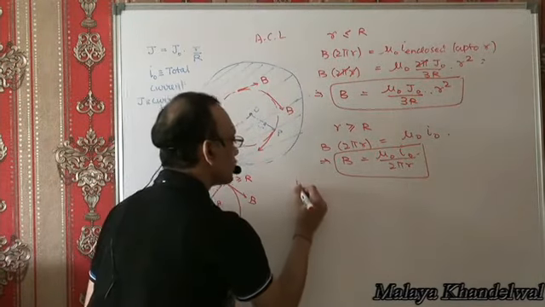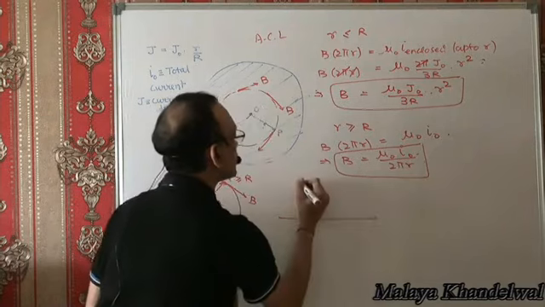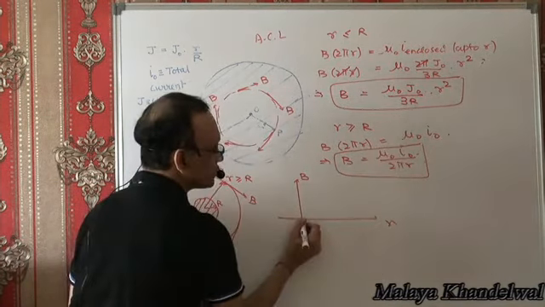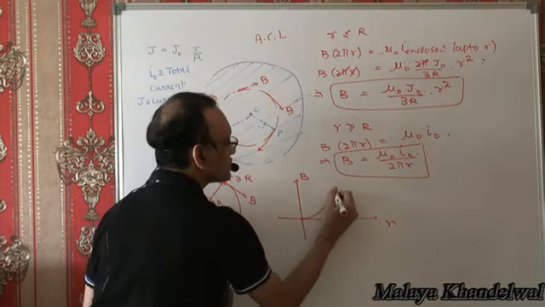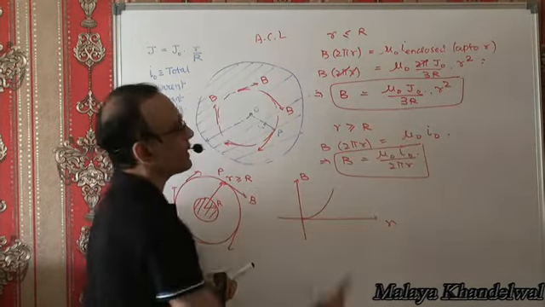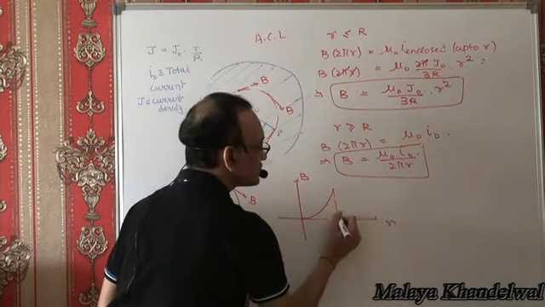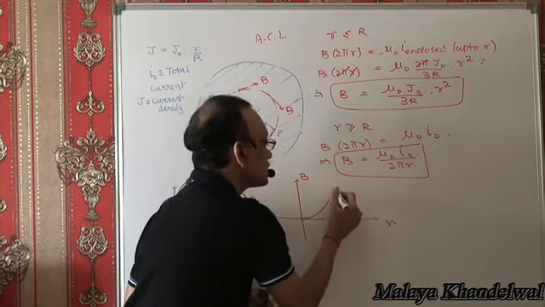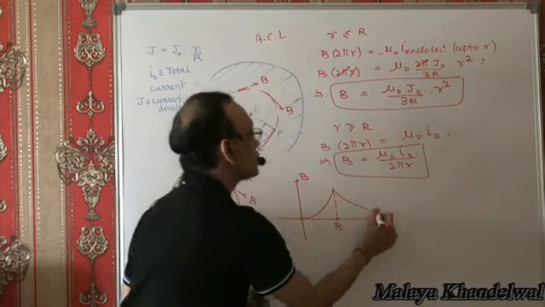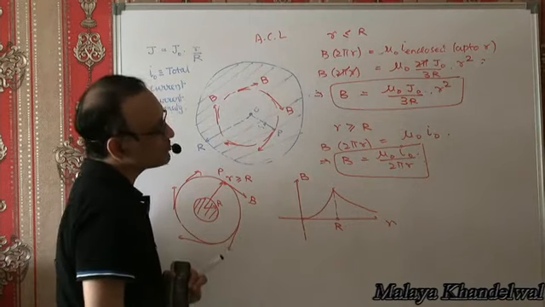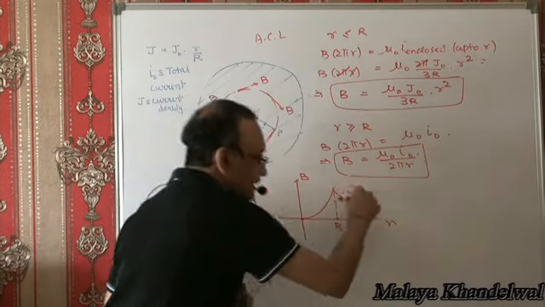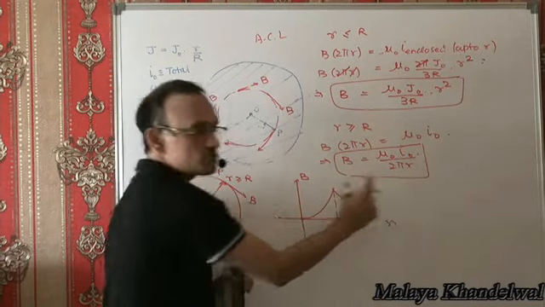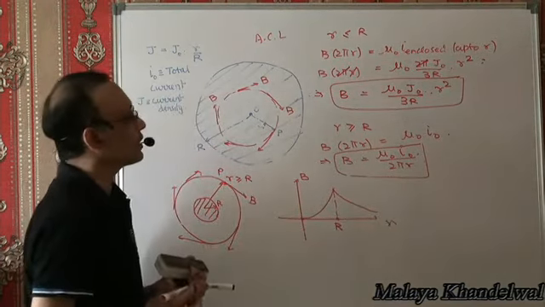So the variation of B versus r is: at small r equal to 0, it's 0. Then B increases like a parabola, and on the surface there is a transition, that is small r equal to capital R, and it decreases like a rectangular hyperbola. That's the variation of B versus r. Obviously, as r tends to infinity, B tends to 0. B into small r is a constant, so B versus small r for this region is a rectangular hyperbola.